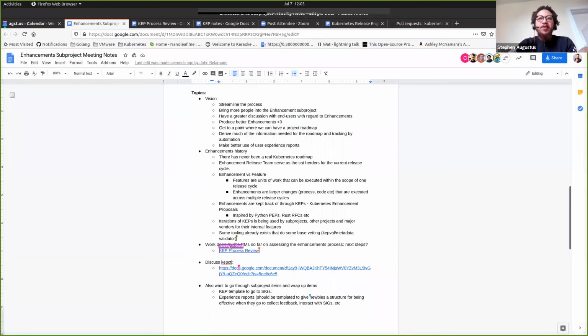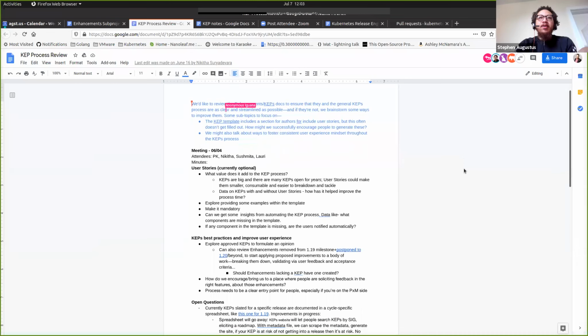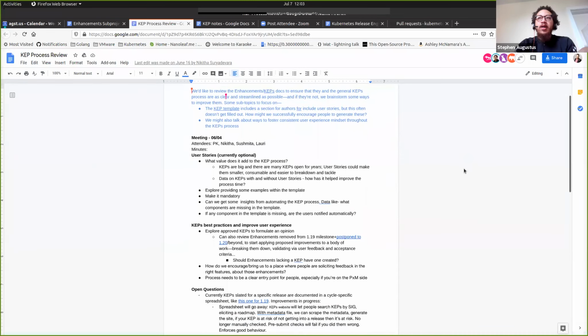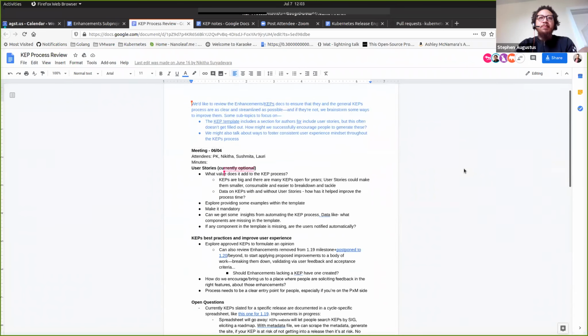Okay, right. So I was referring to this KEP process review. They met earlier in June, and I believe they might have had one or two meetings. But user stories, John, to your point, was one of the things that they talked about: finding out what value we're adding to the KEP process. Some of the chatter was about KEPs maybe needing to be smaller and easier to consume.